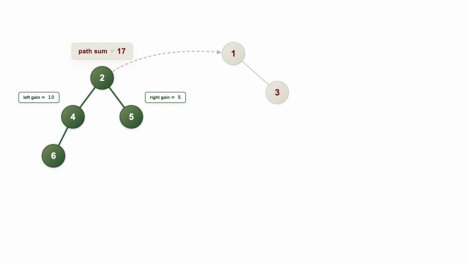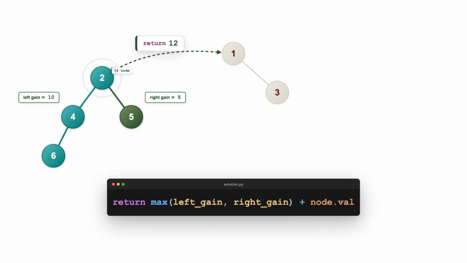Now, what do we return upward to the parent? We cannot return 17 because that path uses both the left and right subtrees. And a path going back to the parent can only choose one branch. So we return the larger of the two gains plus the current node's value.